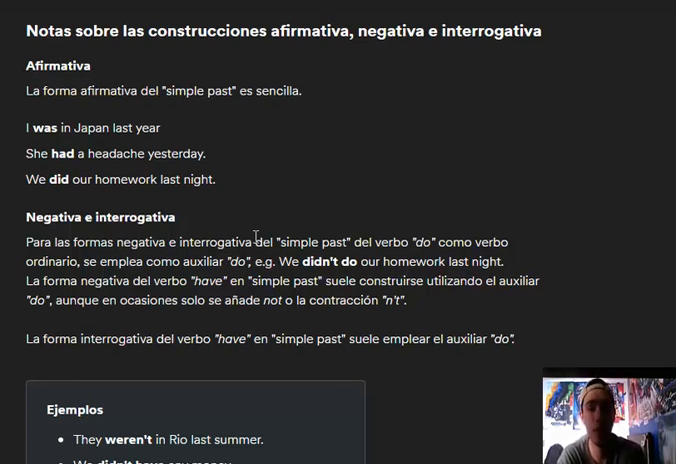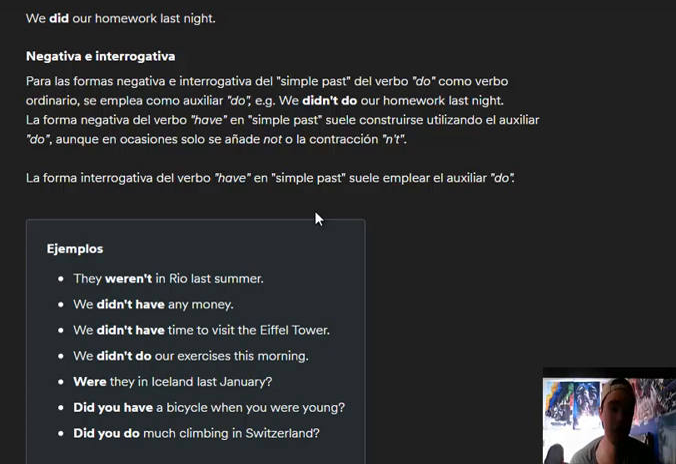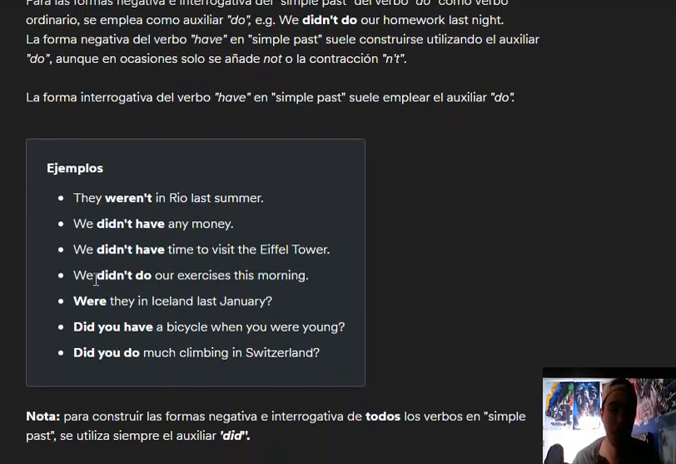The negative form of the verb have in the simple past is usually built using the auxiliary do, although sometimes only not or the contraction n't is added. So instead of have, we also use do. So these are some examples of do and have used in one sentence. We didn't have any money, or we didn't have time to visit.